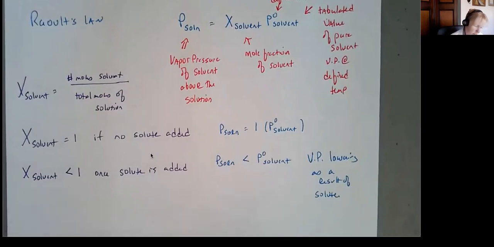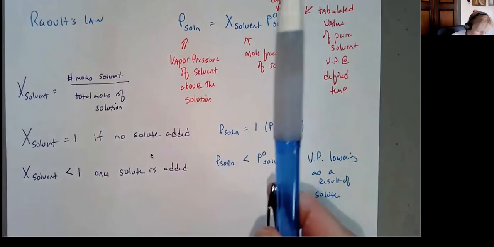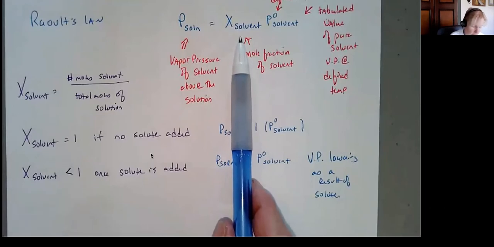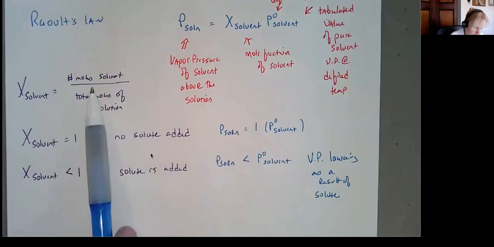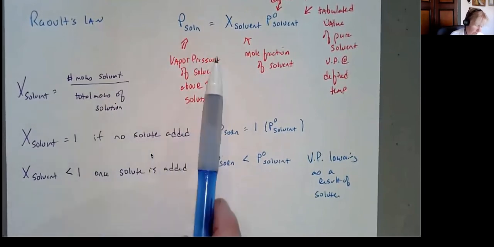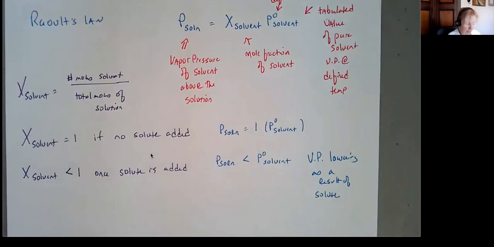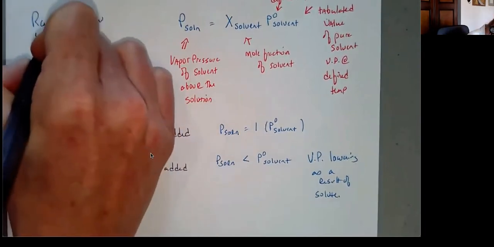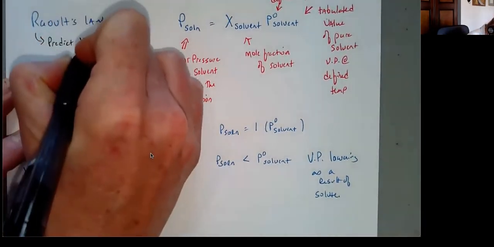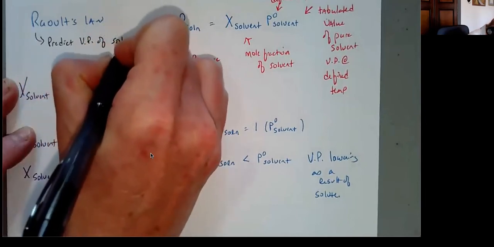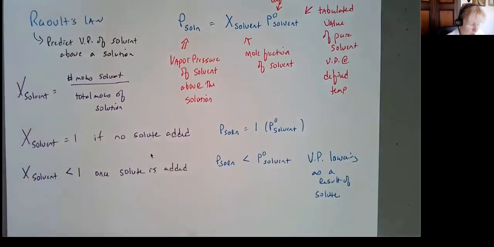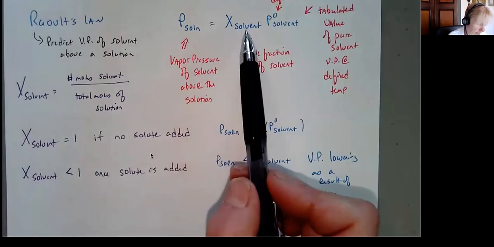So when I add glucose to water, I'm decreasing the mole fraction of water molecules because I'm increasing the number of solute molecules. This value is going up, this is staying the same, and so this is going to go down. So Raoult's law allows us to predict the vapor pressure. I'm going to use this to predict the vapor pressure of the solvent above a solution. That's what I'm going to use Raoult's law for. What is my vapor pressure of water now that I've added a solute to it?